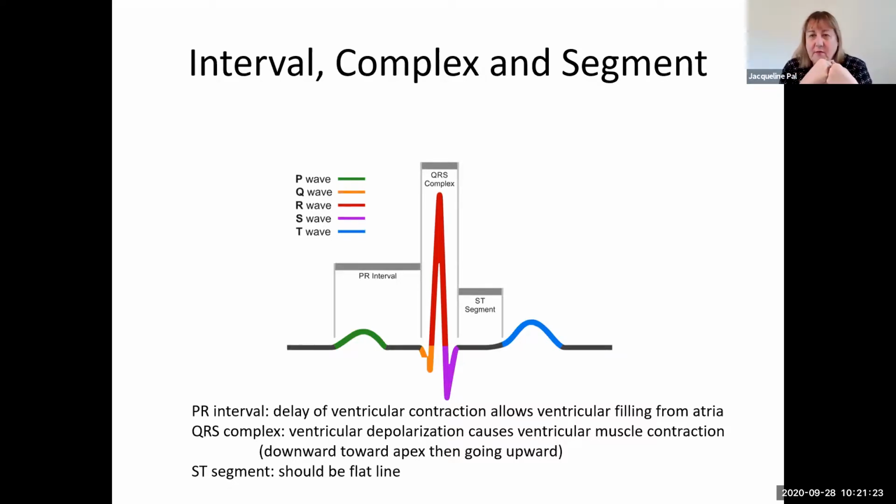The QRS complex, which is from the beginning of the Q wave to the end of the S wave, is representing when ventricular depolarization is occurring, where we're having that impulse travel down the interventricular septum and then it goes back in an upward direction. And then the ST segment is going to be during ventricular repolarization, and in a normal heart, this is a flat line on the isoelectric line, followed by a T wave.